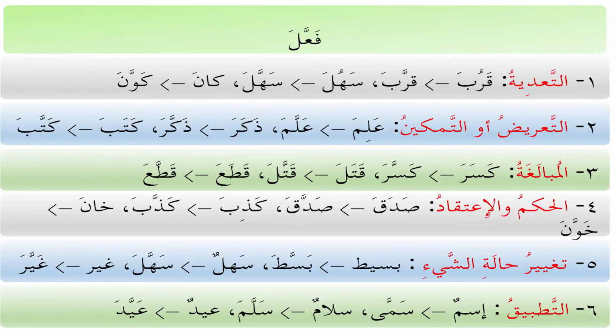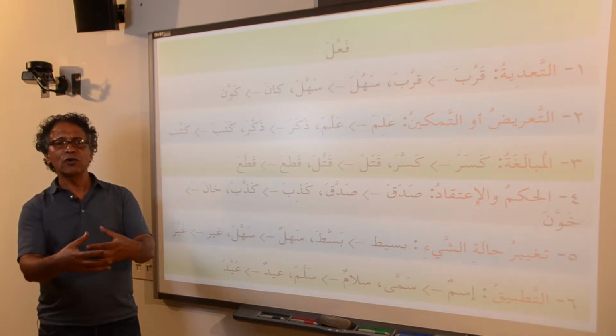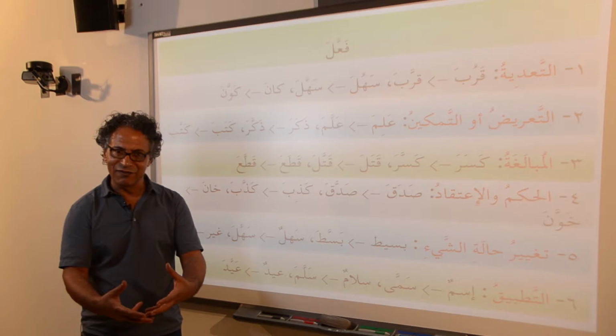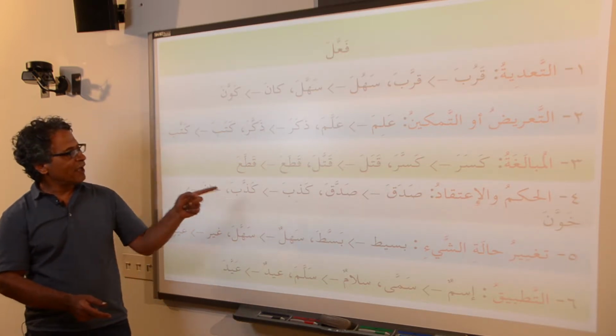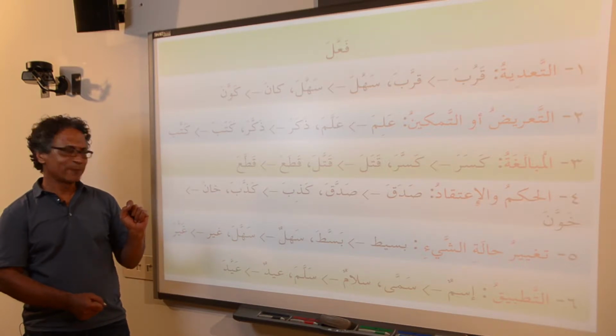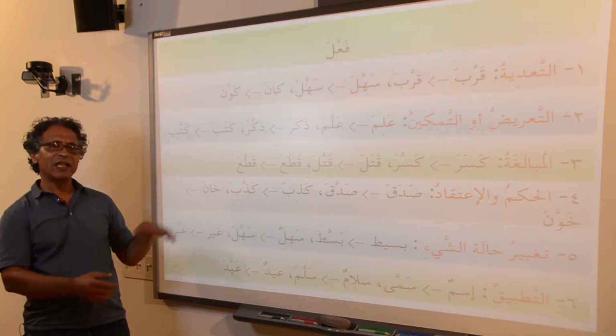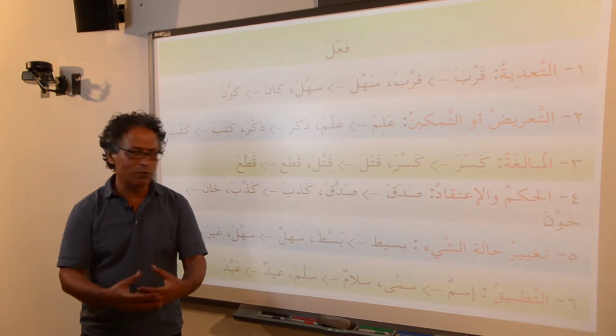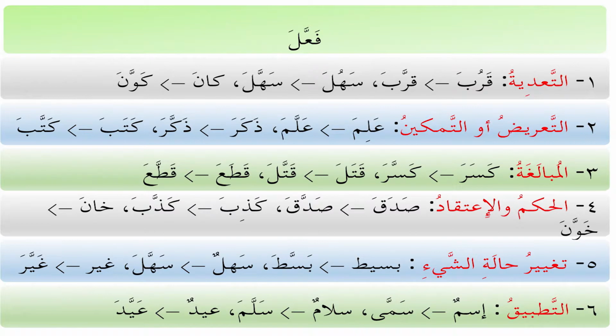الحكم والاعتقاد, this is passing a judgment or believing something to be a certain way. So صدق is to be truthful, وصدق is to believe that someone is truthful, meaning to believe someone. كذب كذب, that would be the opposite, to lie, to consider someone a liar. خان is to betray, وخون is to consider someone as a traitor, meaning to judge them to be or to believe that they are.